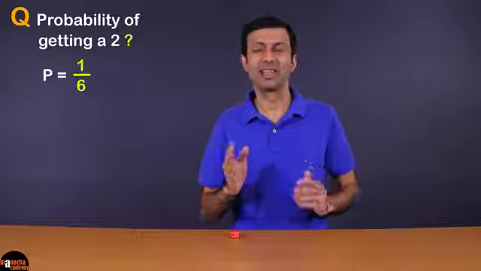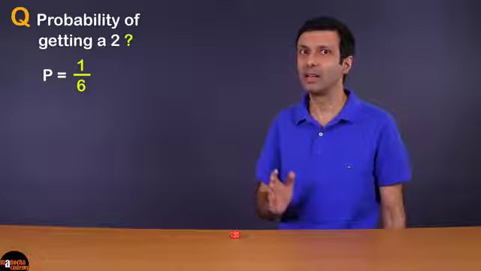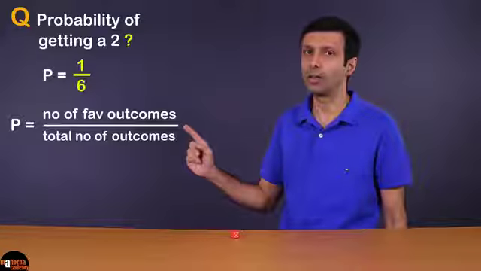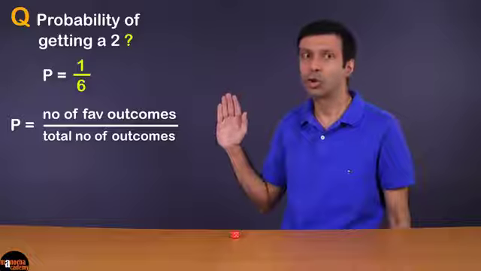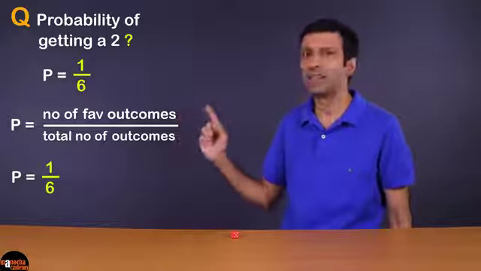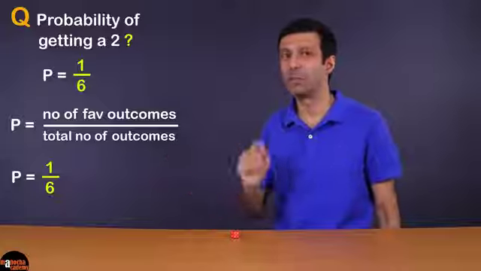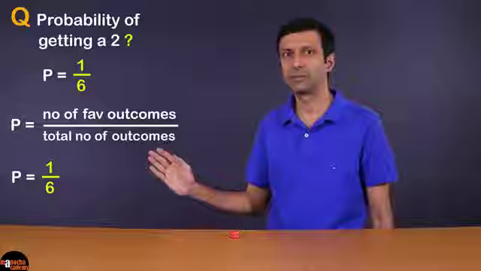Now let me ask you, in a dice, what is the probability of getting the number 2? That's right. It's again going to be 1 by 6. Now how do we get that? Let's again use the probability formula. The number of favorable outcomes divided by the total number of outcomes. So it's going to be 1 divided by 6. So the probability of getting a 2 in the dice is 1 by 6.